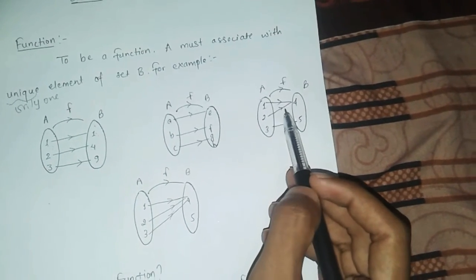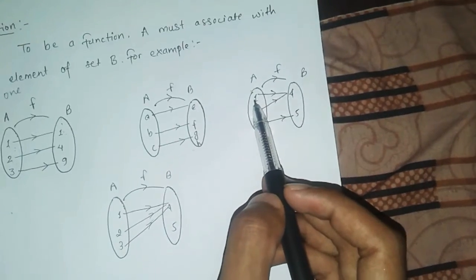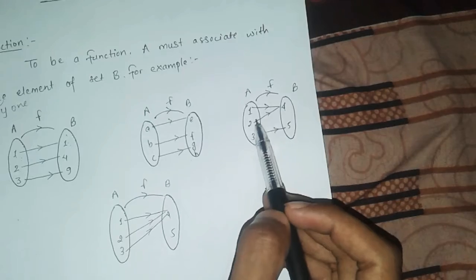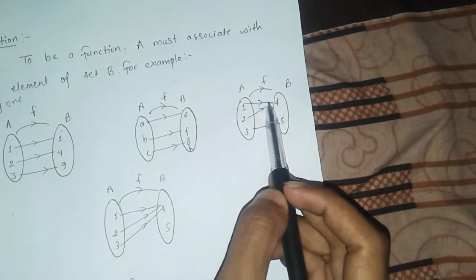Similarly, 2 has the element 4. If you look carefully, we can see that 1 has only one element, right? And 2 also has only one element, and they are associated with the same.